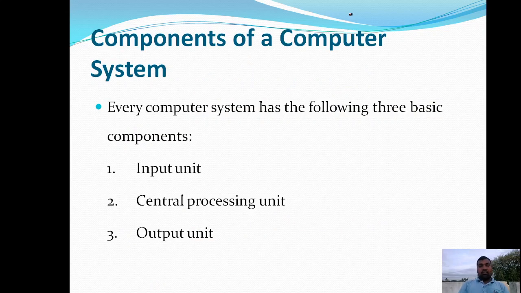Next, it's time to discuss the components of a computer system. Every computer system has the following three basic components: input unit, central processing unit, and output unit. So these are the three basic components available in a computer.